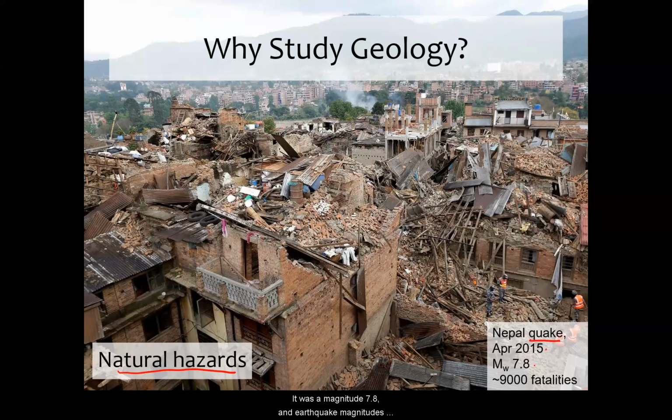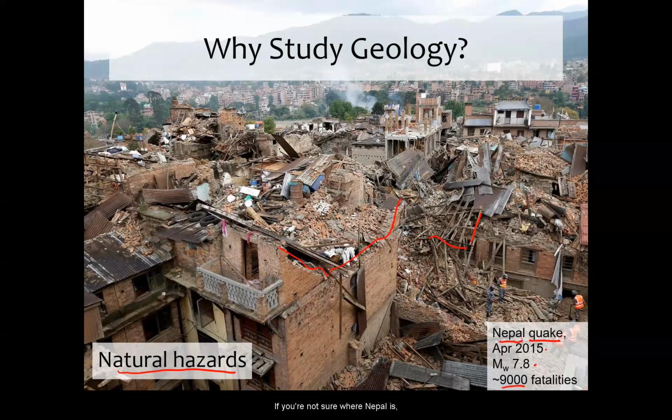It was a magnitude 7.8, and earthquake magnitudes really only go up to maybe 9.5 or 10 at the very most. We've only ever had earthquakes up to a 9 point something. So this is a pretty big earthquake, but it's not the biggest by far that we've ever experienced. And you can just look at this picture and see the devastation that's occurred on these buildings. That looks like they were built mostly out of wood or brick. And it actually caused 9,000 fatalities.